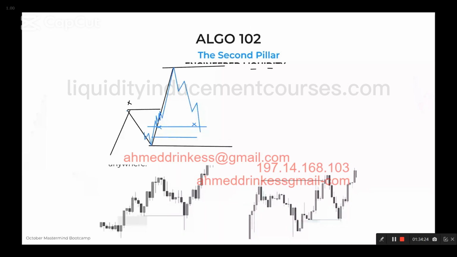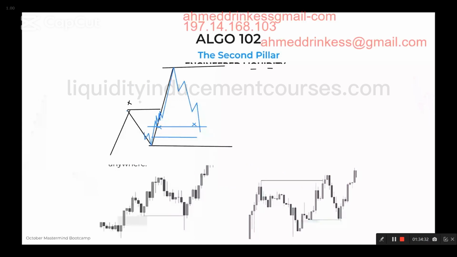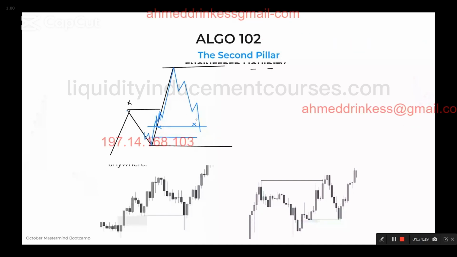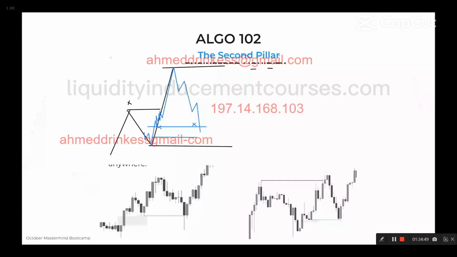Now we have to take out the buyers that funded this move internally. So we take out sellers, we take out buyers. Now the algorithm is back to homeostasis. Now it's time to restart the cycle again. So now price will continue to go higher. And of course, it'll be rinsing and repeating this whole process all the time, right? But that's what needs to happen.